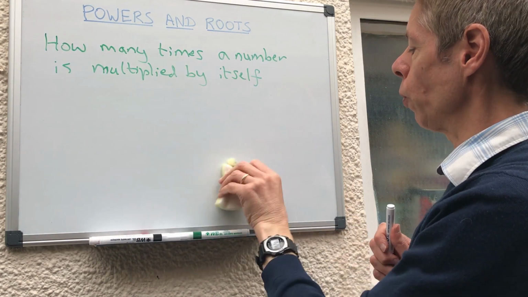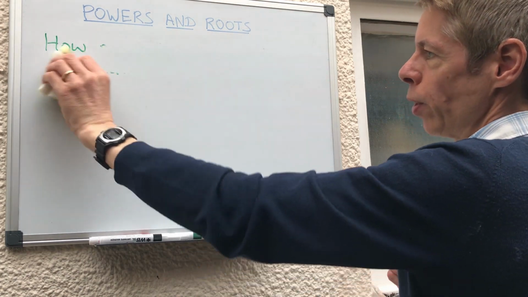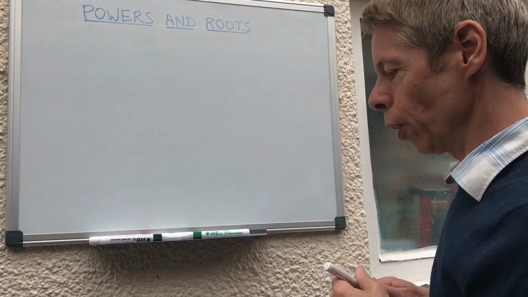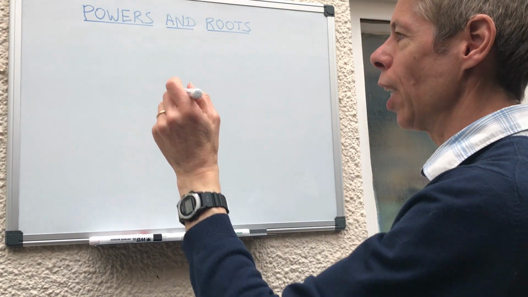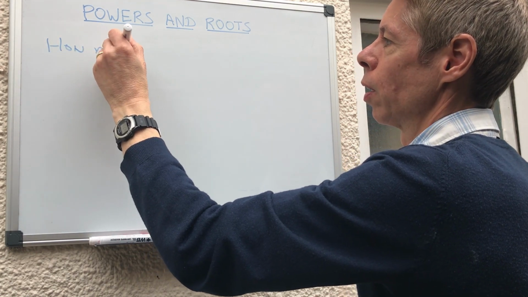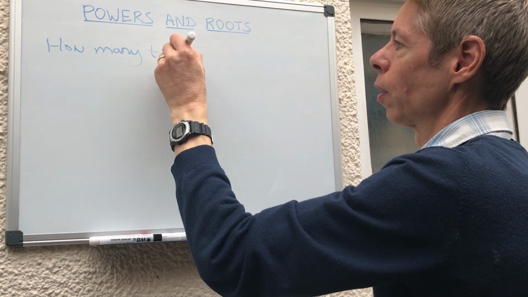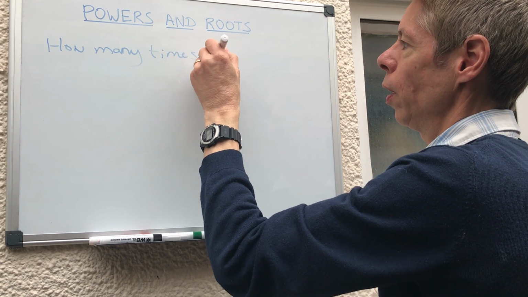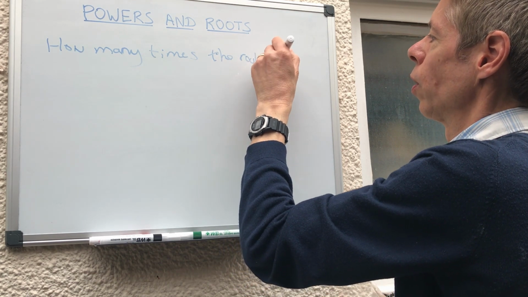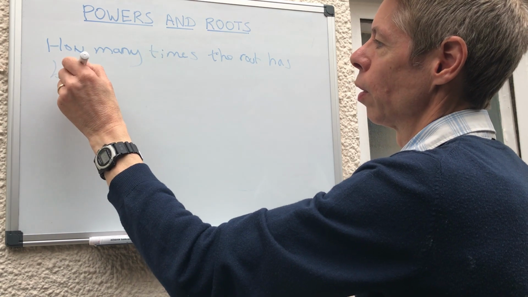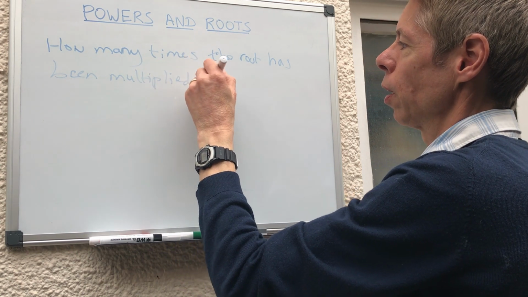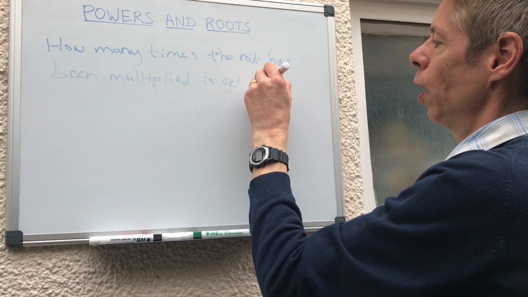Right, what about a root? And again, we're not going to do much about roots, even though obviously roots are very important. Okay, so the root is how many times, excuse the writing, so how many times the root has been multiplied to get the number.